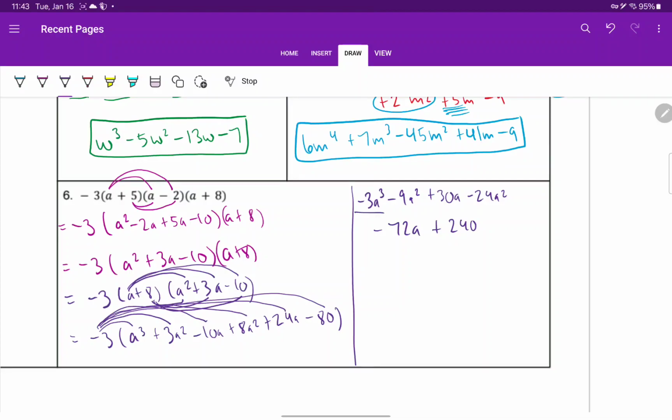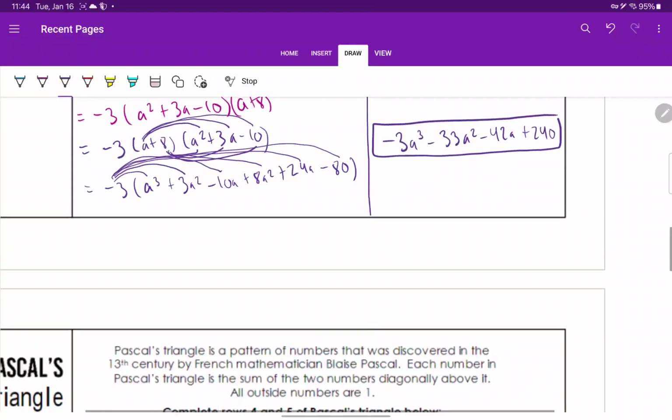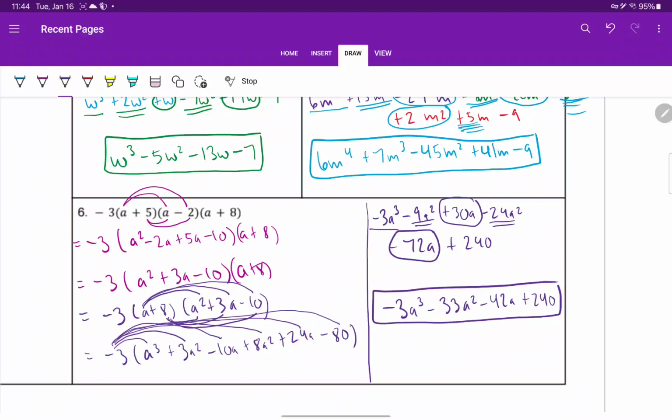So we see we have only one a cubed. Negative 9a squared minus 24a squared is negative 33a squared. Then we have 30a minus 72a, which should be negative 42a. And then last we have that positive 240. All right. And that's going to actually complete the notes for today.